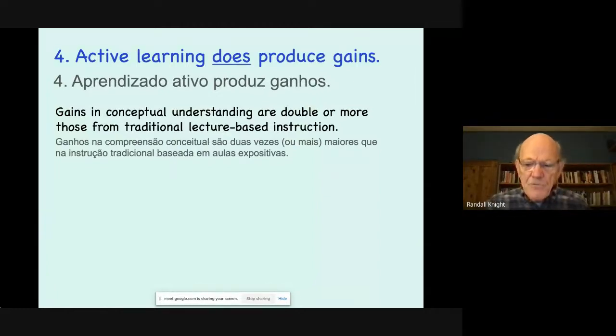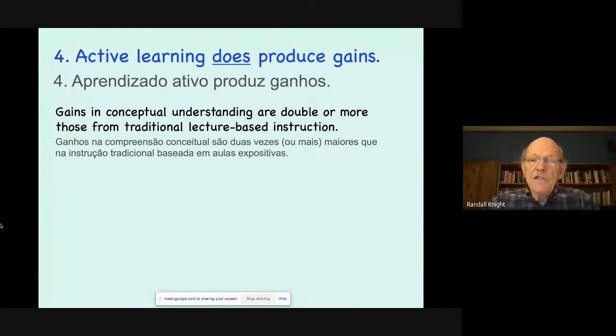Now, physics has been traditionally taught as a lecture. The professor stands up in front of the class, lectures, writes on the blackboard, and the students just quietly sit and take notes. We often call this traditional instruction. And it, of course, is still the main mode of instruction at many universities all around the world.